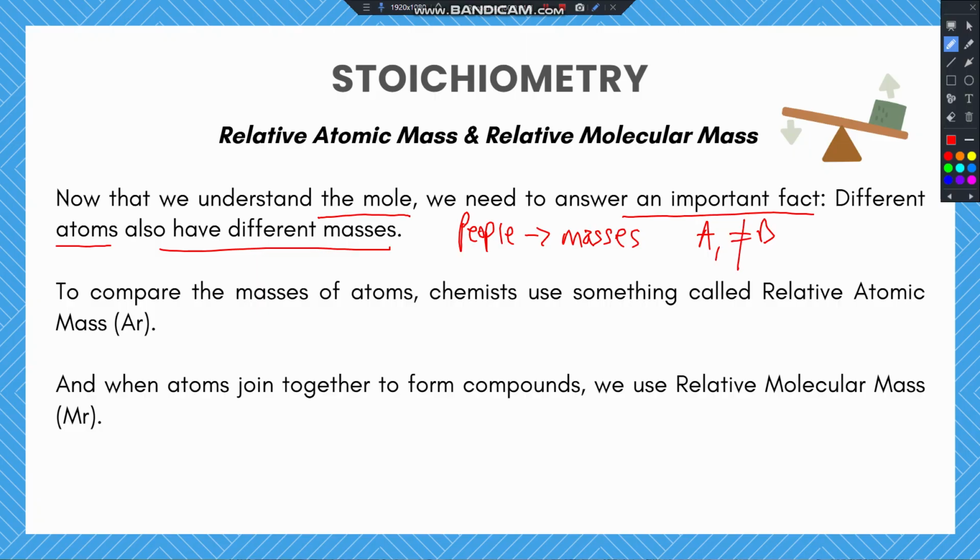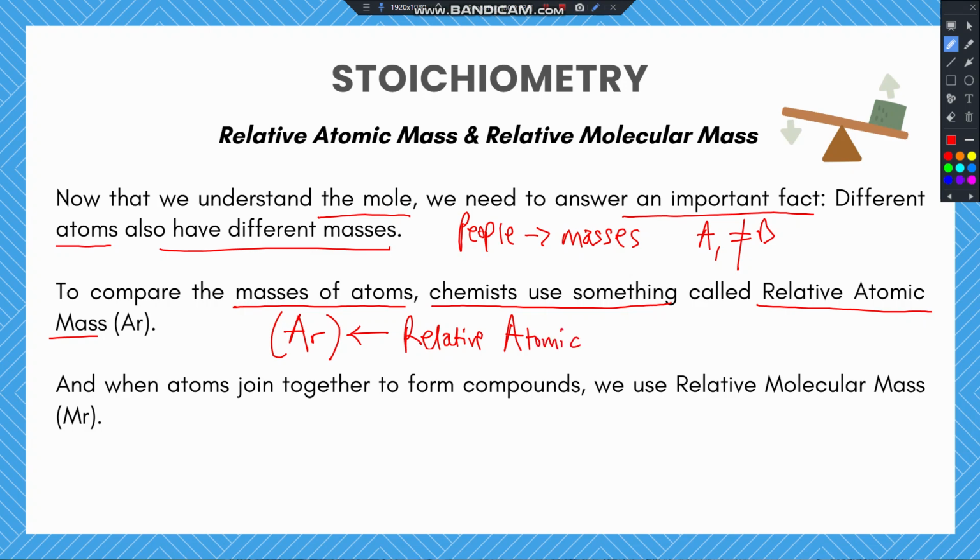In the same way, to compare the masses of atoms and elements, chemists use something called the relative atomic mass. The symbol for representing the relative atomic mass is known as Ar. In chemistry, when we write this, we're referring to the relative atomic mass. And when atoms join together to form molecules or compounds, we use something known as the relative molecular mass. The symbol used to represent that is Mr. I trust it makes sense at this point.